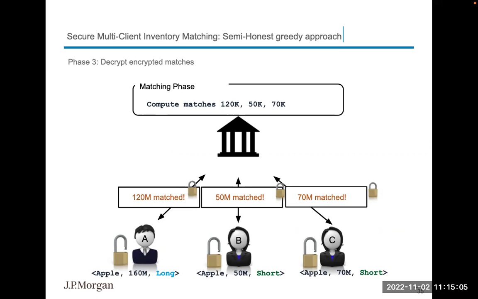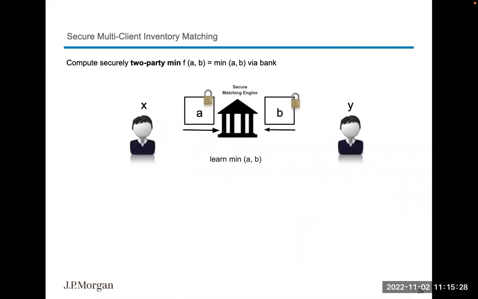But as I said, doing these matches is basically doing comparisons. So think that we are comparing, for example, between 160 and 50, and we want to compute what's the minimum. And this is a nonlinear operation. So FHE doesn't perform well in these scenarios. So we're going to use something which is more efficient.